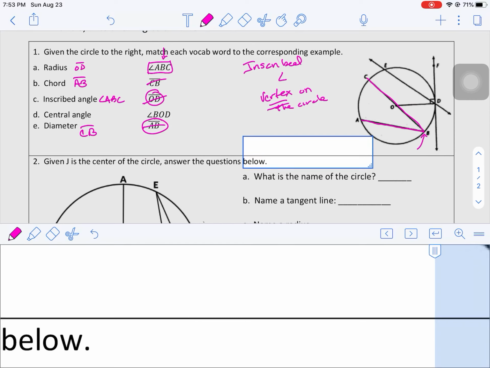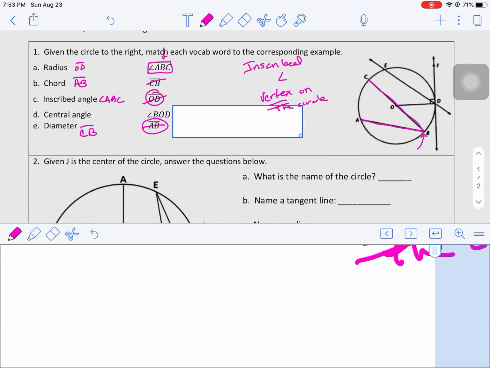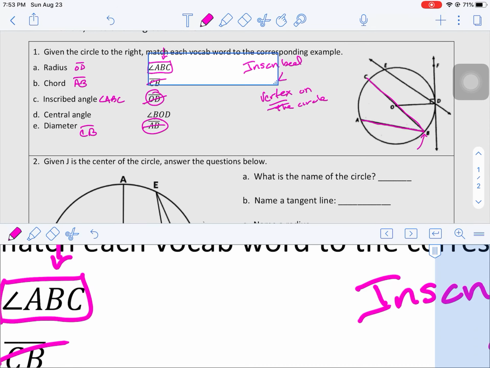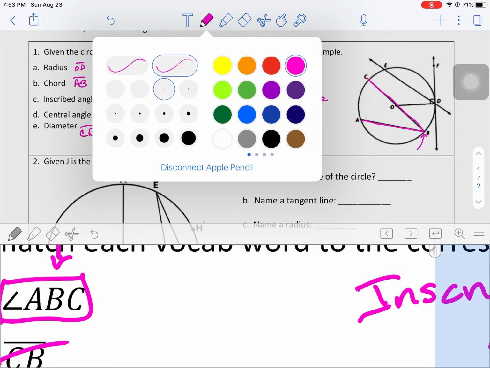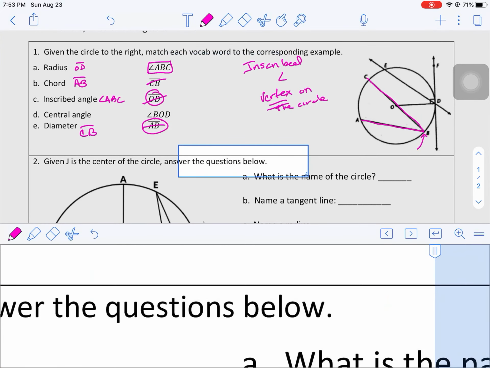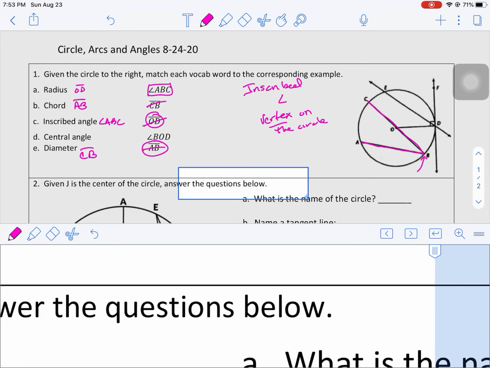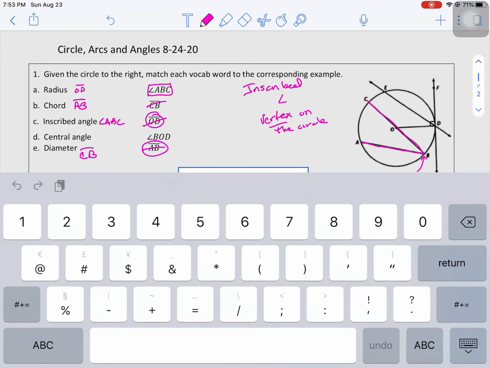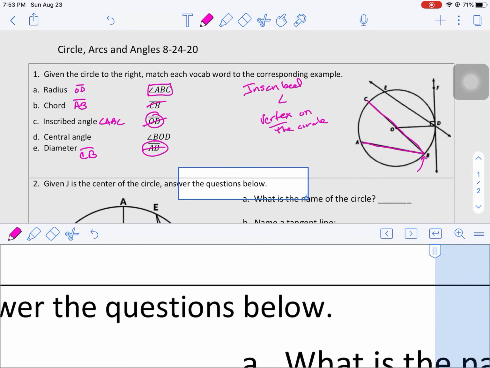Oops, sorry about that. Get rid of this. Let's see here, I'm messing myself up here. All right.